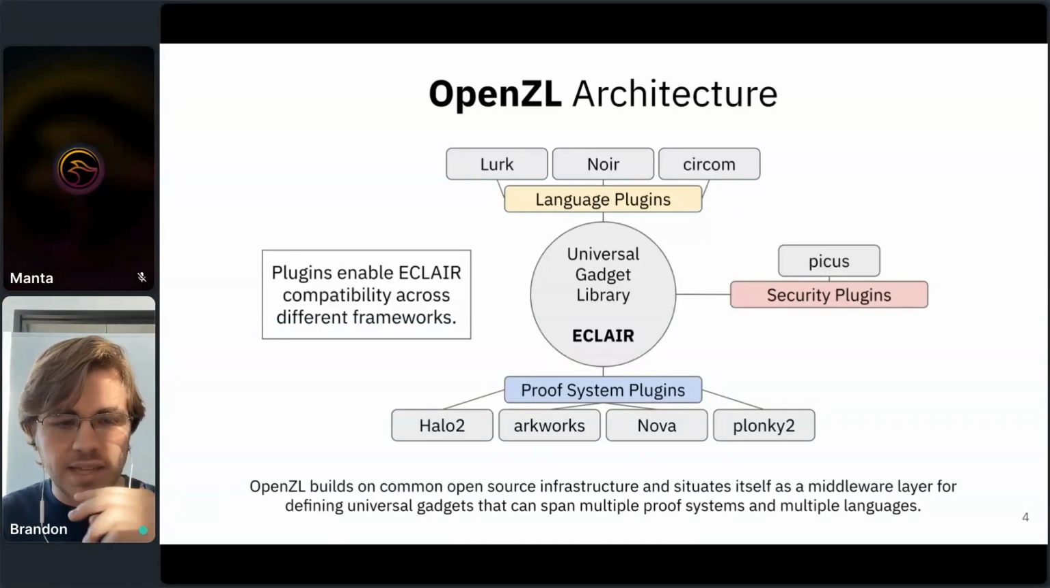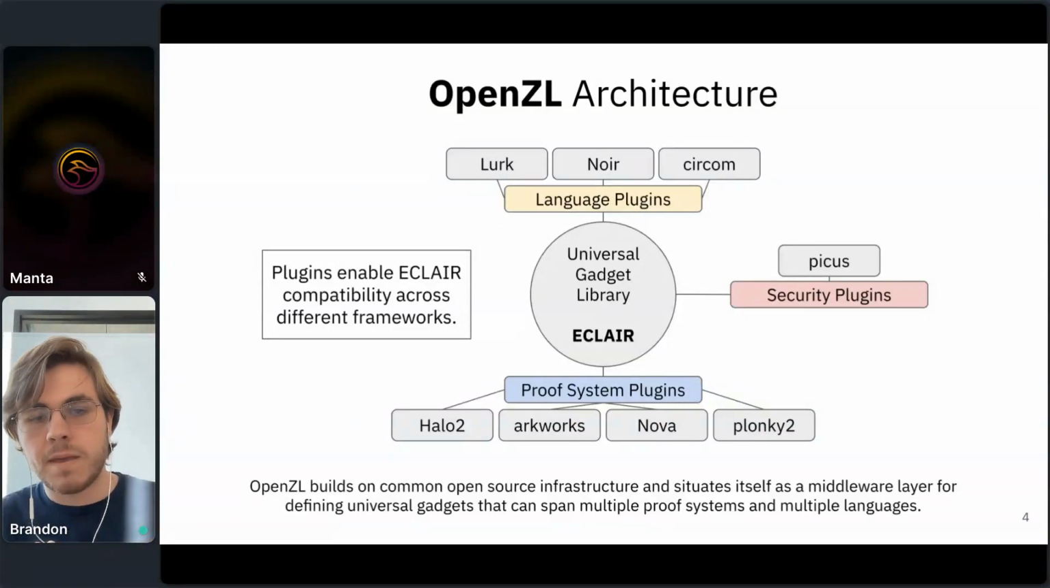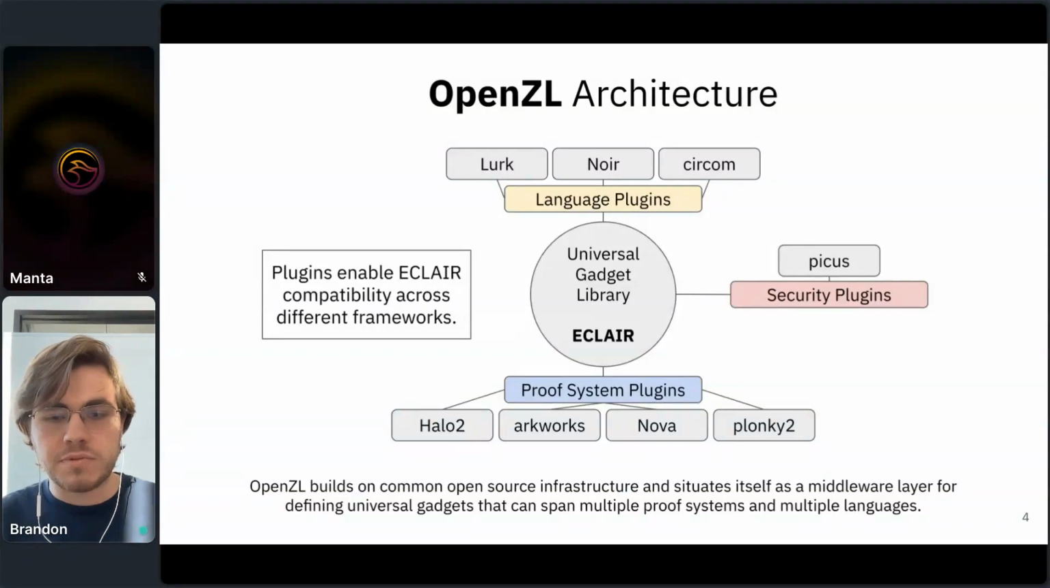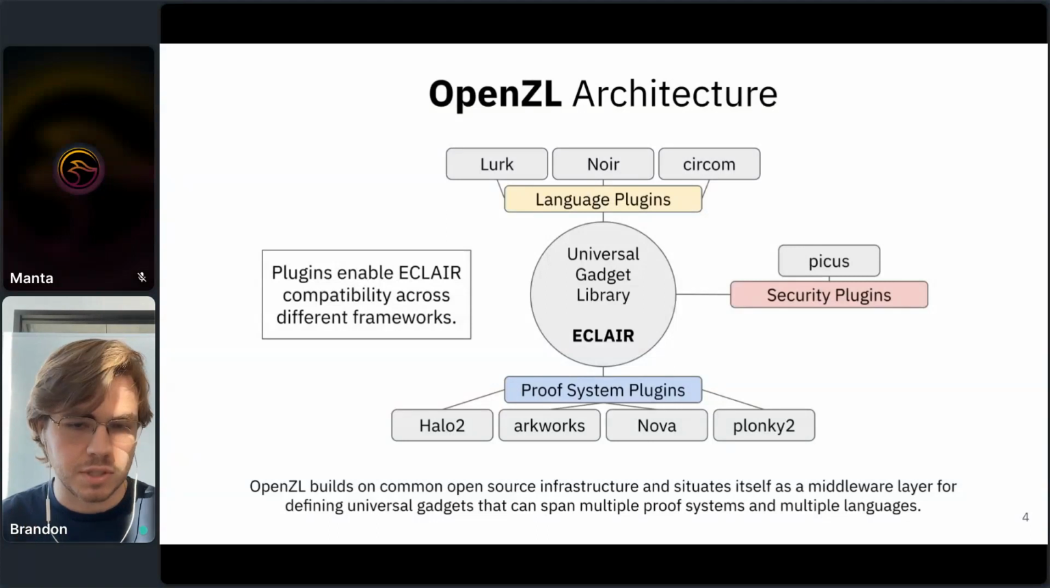So compared to high-level languages like Lurk and zkApps and Noir, ECLAIR gives us more direct control over proof system-specific optimizations at the cost of a more verbose encoding of circuits. So there's a trade-off here. But compared to proof system frameworks like ArcWorks, they give us a uniform way to express our circuits and give us a much better deployment pipeline for circuits as well, independent of what proof system we choose to use.